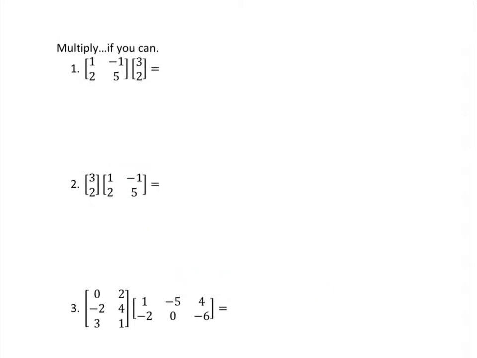Now, the examples here: multiply if you can. Of course, if you don't have the correct number of rows and columns in the two matrices, then you can't do it. So remember, the key for this is columns in first equals rows in second. You have to have that in order to do this. In this first one, how many columns do we have in the first? We've got 2. How many rows do we have in the second? We've got 2. That means we can do the problem.